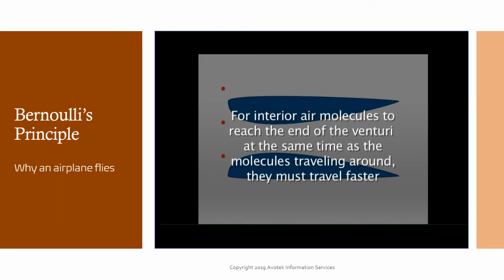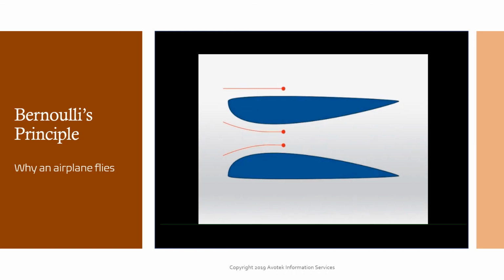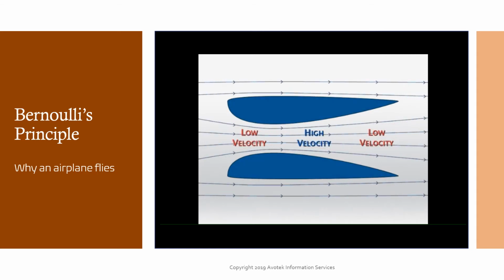For interior molecules to reach the end of the venturi at the same time as the molecules traveling the straight path around, they must travel faster. The molecules traveling through the venturi have a greater distance to travel than the molecules going around it. As velocity increases, pressure decreases. This increased velocity causes pressure to decrease in the center of the venturi, while it remains the same on the other end.